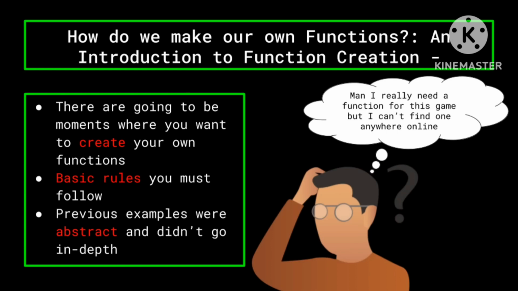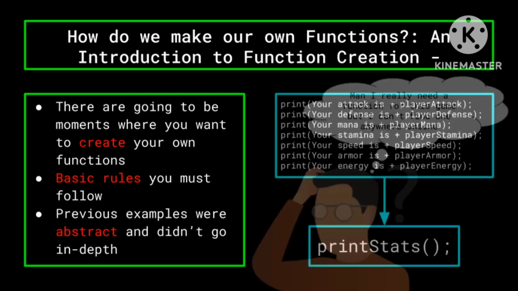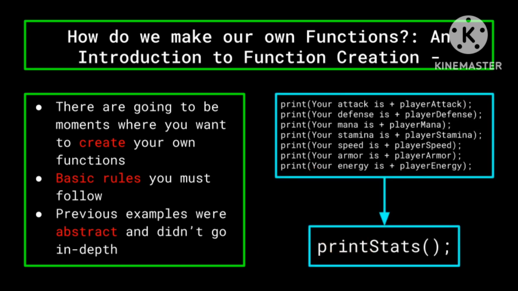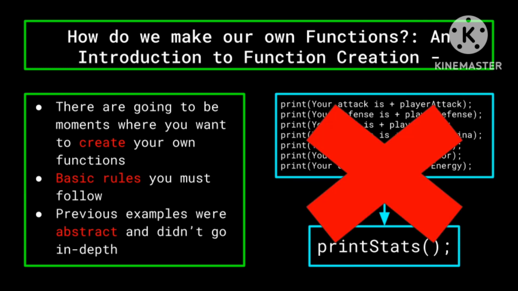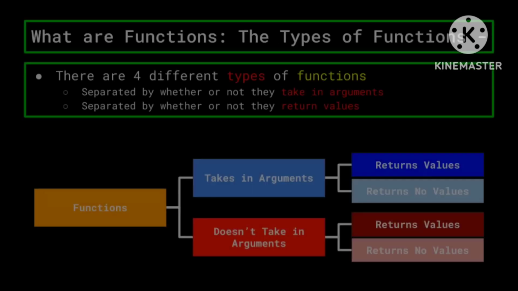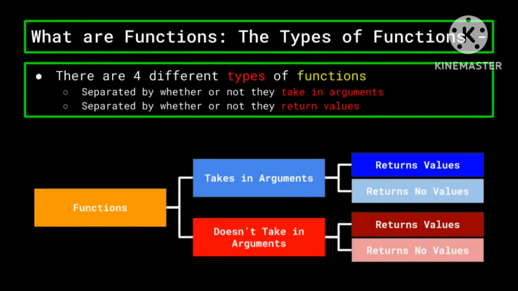Now, while we've previously used making functions as an example for other topics, such as the player stats function from a little bit ago, they were extremely abstract and didn't go into depth into what is needed for an actual function to operate. So right now we're going to be covering a skeletal system of everything that needs to be included in a function in order to get it to work. Now think back to the 4 different types of functions that we talked about previously.